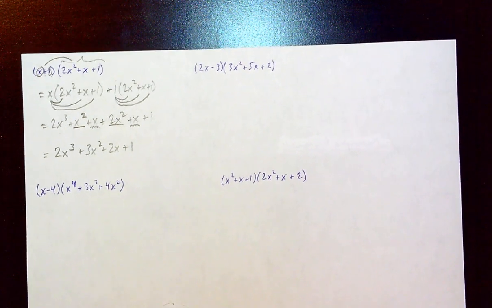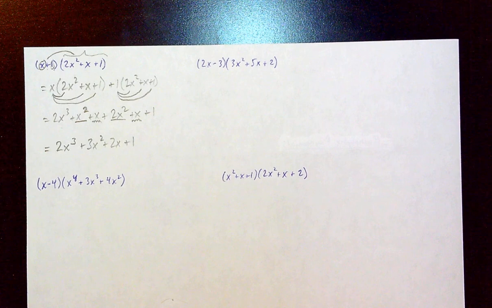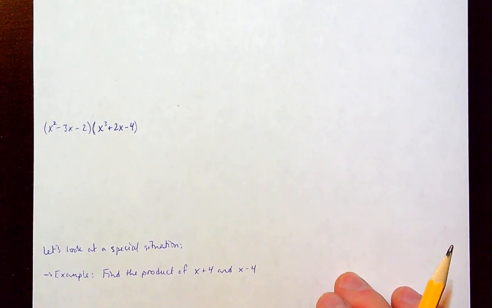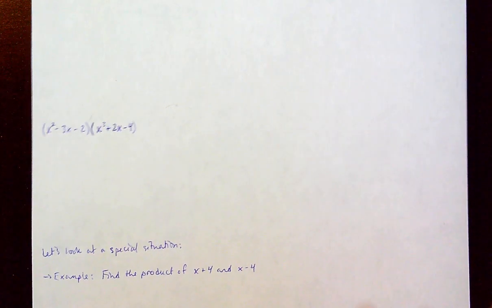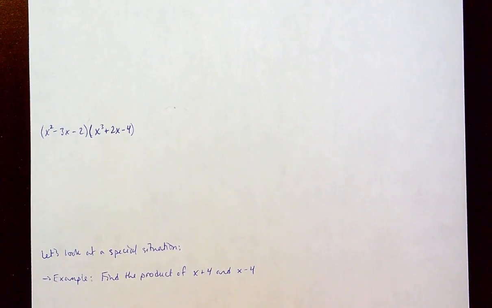So this is one example of why we don't just want to think FOIL, because FOIL only helps us in that one particular case. We'll go on to the most challenging type of problem you would see from me, a trinomial, something with 3 terms, times another trinomial.